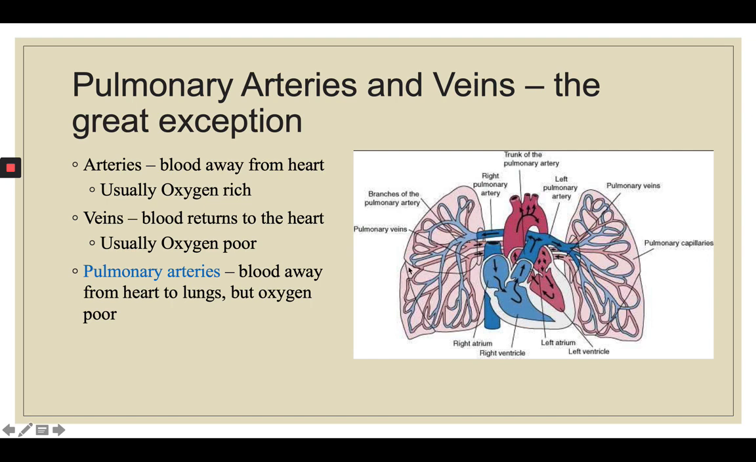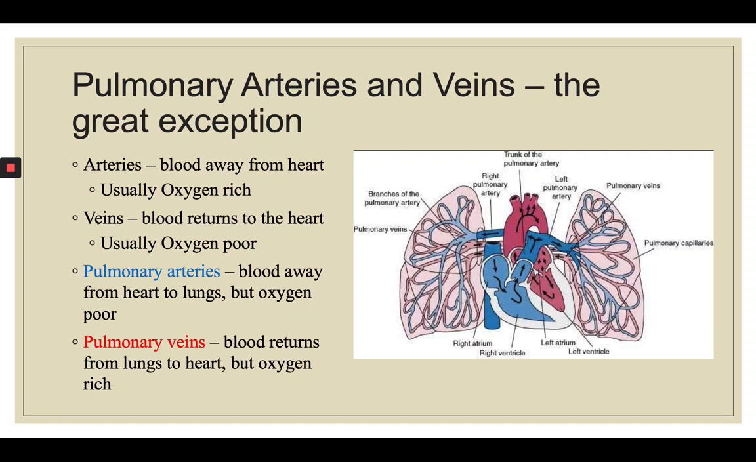Once gas exchange happens in the lungs, they return back to the heart through the pulmonary veins. Again, we call them veins because the blood's returning to the heart, but in this case, the pulmonary veins are oxygen rich. So it doesn't necessarily mean every time that arteries have oxygenated blood and veins have deoxygenated blood, but in general, that pattern is true. So again, pulmonary arteries and veins, the great exception.